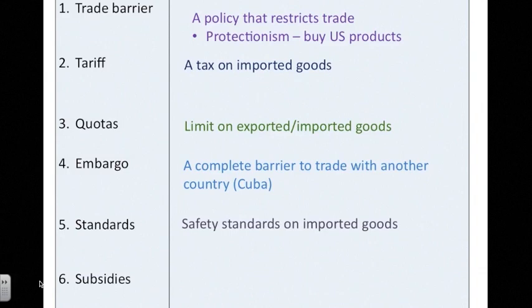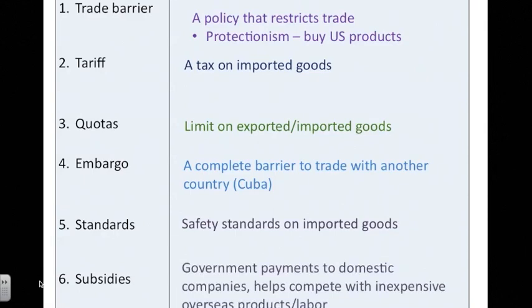The United States especially has what are called safety standards on imported goods. The Chinese cannot sell us toys that are painted with lead-based paint. Finally, subsidies. Subsidies are when the government pays a domestic company to help them compete with foreign companies.